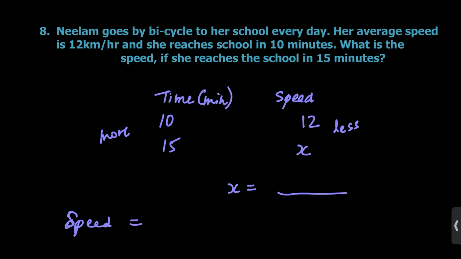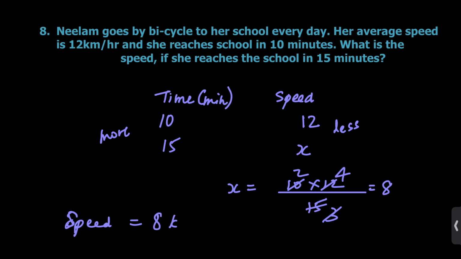Whatever is next to X will come down. 15. 10 into 12 will come up. 5 twos are 10, 5 threes are 15, 3 ones are 3, and 3 fours are 12, so it is 8. Her speed became 8 kilometers per hour. That is why she took more time.